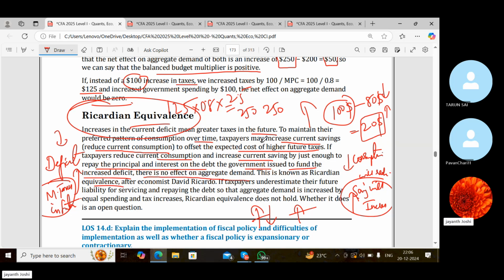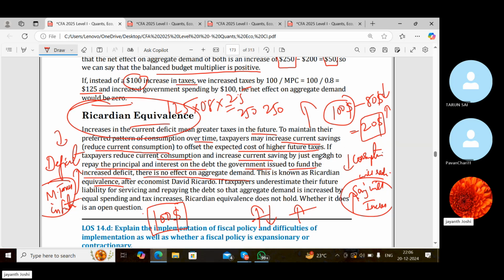See, if taxpayers reduce consumption and increase saving by just enough to repay. So taxpayers, let's say, have reduced their consumption by $100, and that much is nothing but their saving. If they reduce their consumption by $100, that means they have saved $100. Or if they increase their savings as well, because principal and interest both have to be repaid by the government.